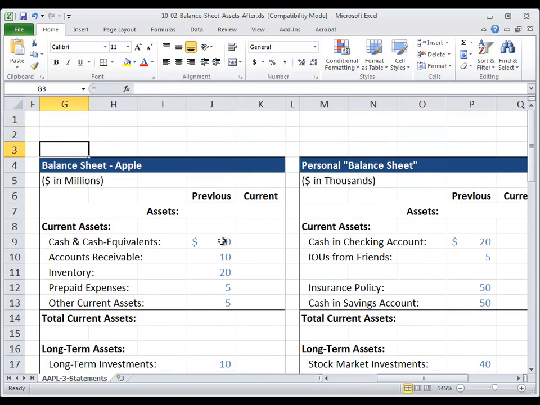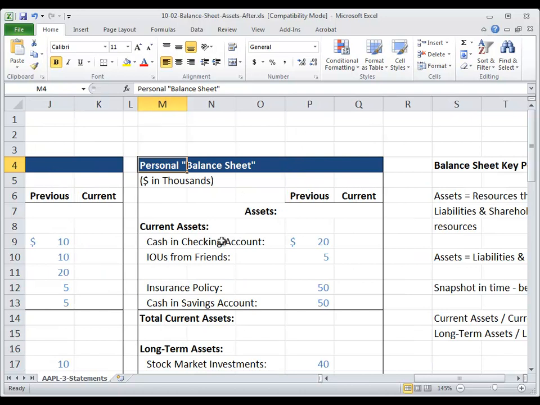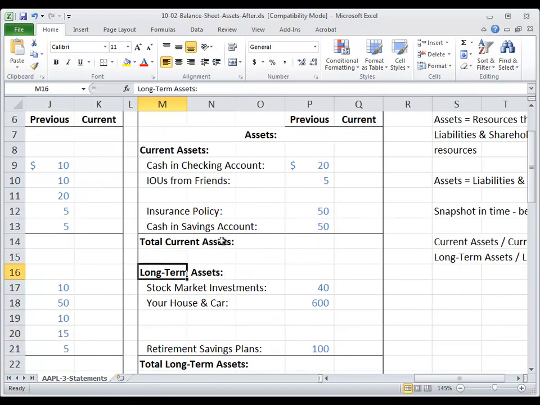So that's a quick overview of the balance sheet for both Apple, a company, and what the balance sheet in their own filings actually looks like on the asset side, and then our own personal balance sheet and what our own personal assets might look like. Now, as one final step here, I want to add up everything.